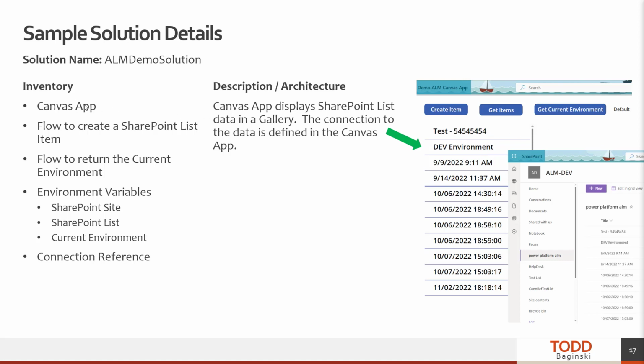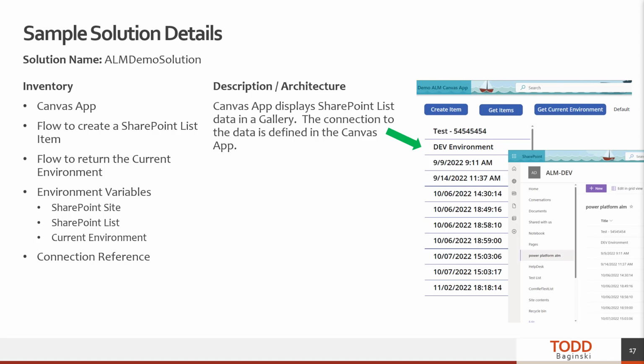So this is the Canvas app that I referred to. The Canvas app does a few different things. The first one it does is it displays the SharePoint list data in this gallery control that you can see here. The connection to this data that the gallery displays is defined in the Canvas app. It's a direct data connection to the SharePoint list. It's not fetched via flow, and it's not using data source environment variables. The reason I did not use them is I wanted to demonstrate how ALM works with the very common scenario where someone makes a direct connection to a SharePoint list from a Power App.